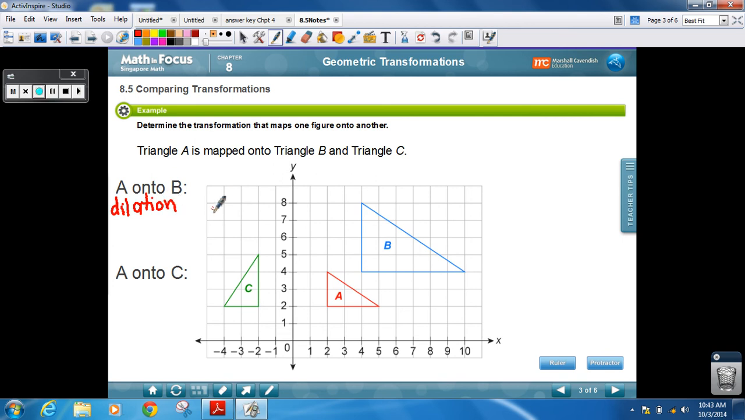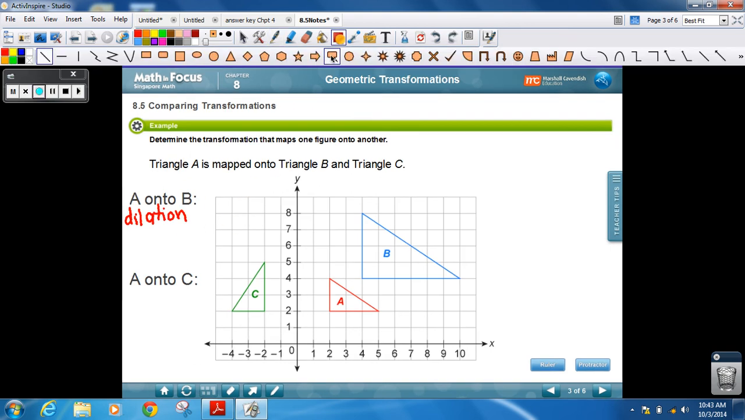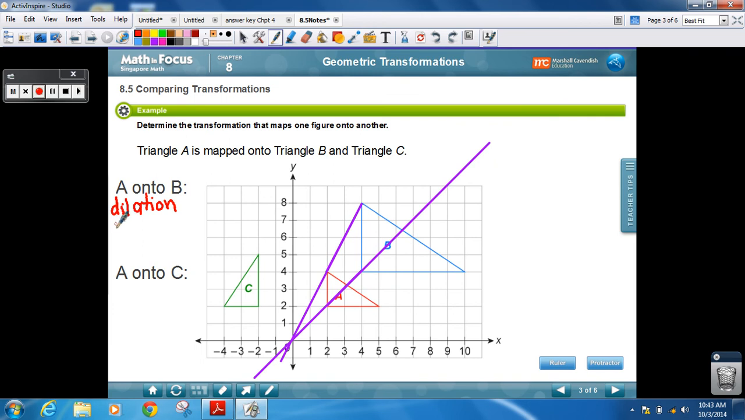There are 2 things you have to find if it is a dilation. The first is the center of dilation. So if I connect my points, remember you might want to extend them out in both directions, and you must use a ruler during this time. That crosses at the origin 0, 0. So it's a dilation with the center at 0, 0. The second thing you have to find is the scale factor.